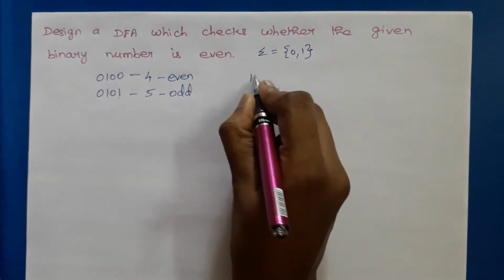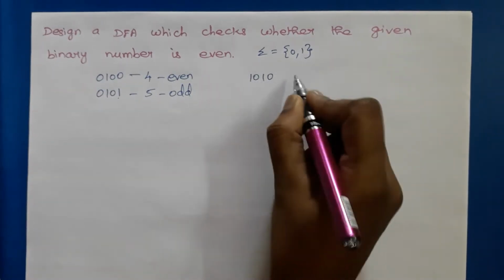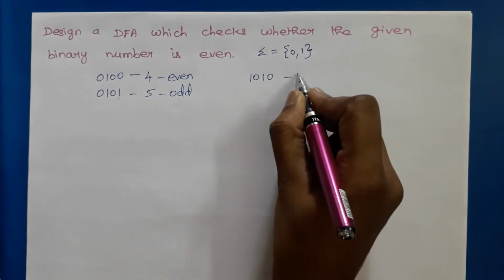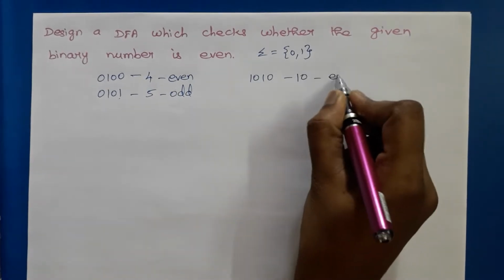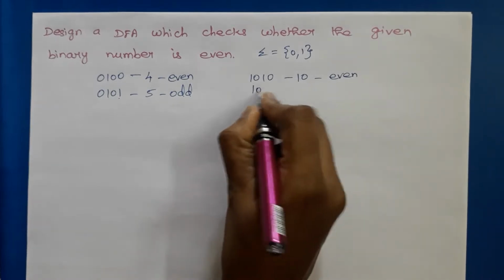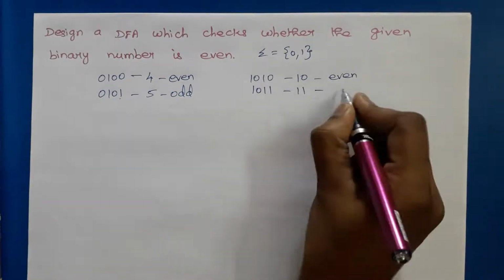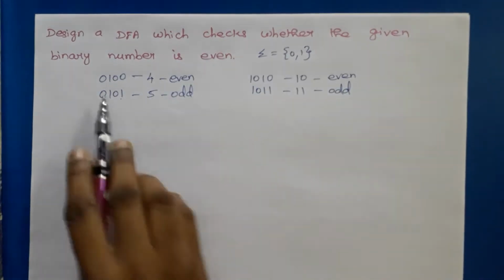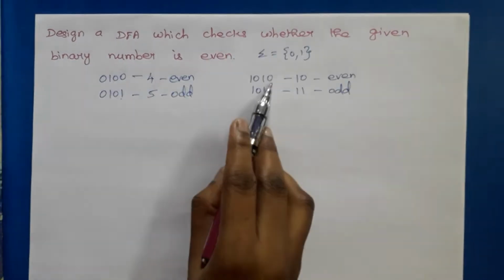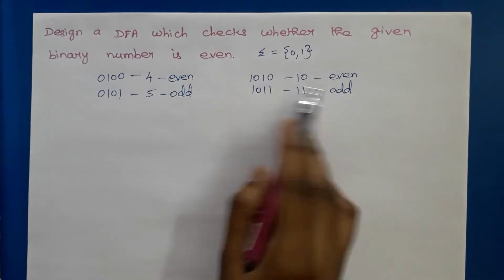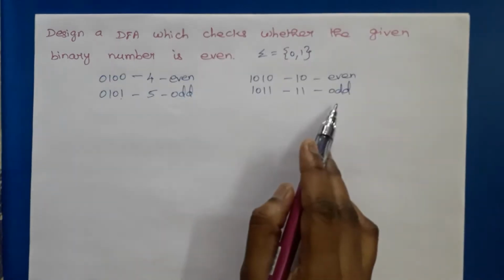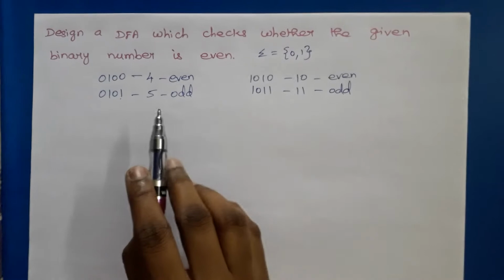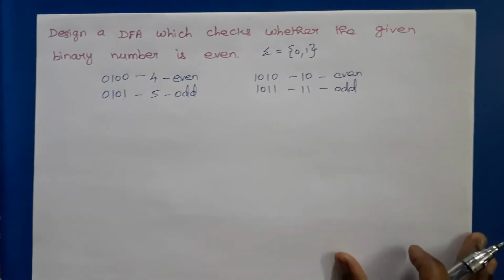Another example is 1010. The decimal equivalent for this binary string is 10. 10 is an even number. And 1011, the decimal equivalent is 11, and it is an odd number. So whenever the binary string ends with 0, it means an even number; ends with 1 means an odd number. So to construct a DFA, we need two states here.